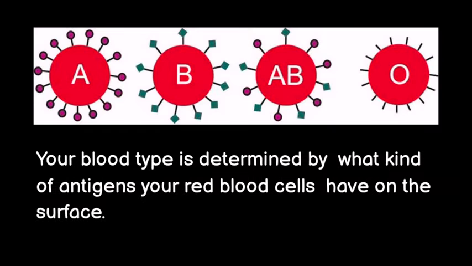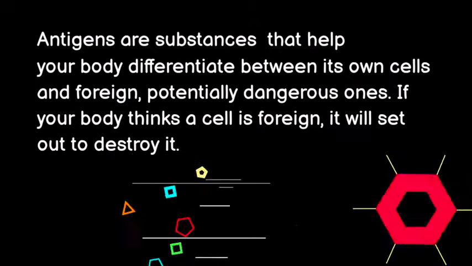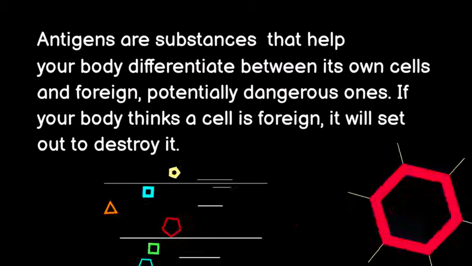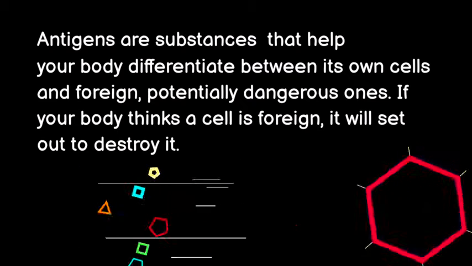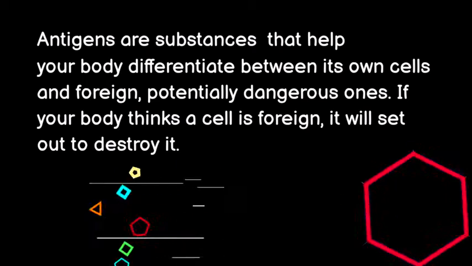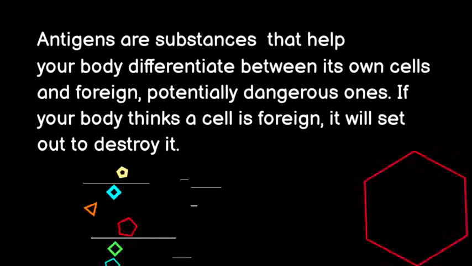Your blood type is determined by what kind of antigens your red blood cells have on the surface. Antigens are substances that help your body differentiate between its own cells and foreign, potentially dangerous ones. If your body thinks a cell is foreign, it will set out to destroy it.